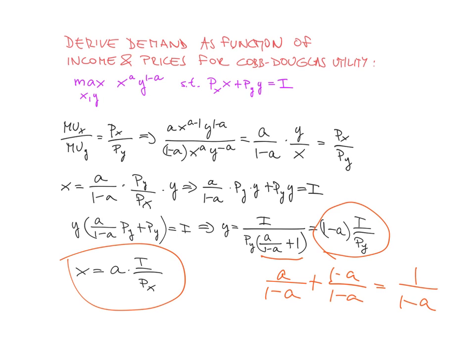We just actually found something interesting, right? We derived demand for X and for Y for this Cobb-Douglas type utility function, and found that it so happens that with this form of preferences, the demand for X does not depend on the price of Y. And the demand for Y does not depend on the price of X.